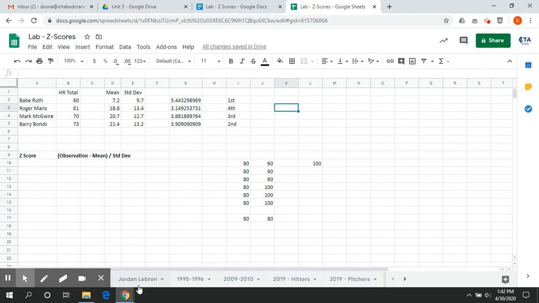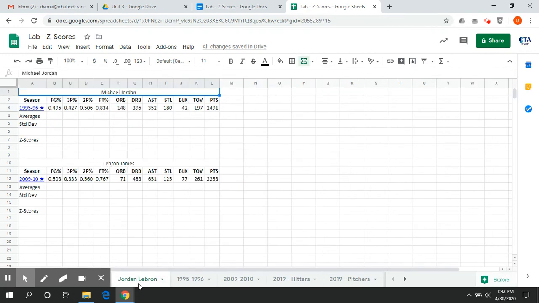All right, the other way we can use it is to compare across stats. So here we have an MVP season from Michael Jordan. Here we have an MVP season from LeBron James. Two of the best basketball players of all time. A lot of people debate, who's better, Jordan or LeBron. This is another arena where we can take advantage of z-scores.